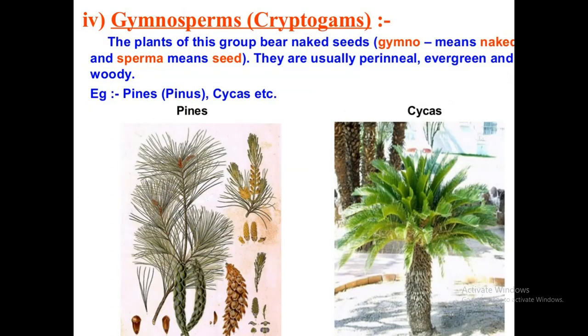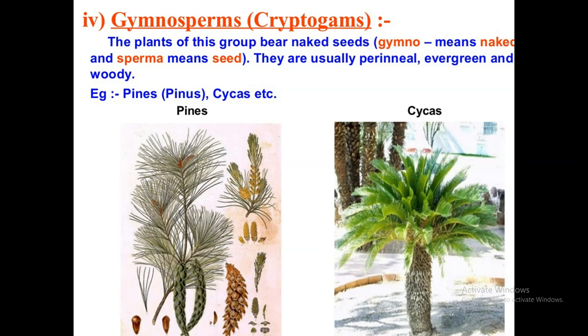Then comes the gymnosperms. Now these are also called as cryptogams. So the plants of this group, they bear seeds. As I told you, sperma word that is come from the word seeds. That's why the gymnosperm are the first plants जहाँ पे seed appeared हुई, but these are naked seeds because the word gymno comes from naked. तो यहाँ पे कोई seed coat present नहीं है. That's why these are called as naked seed plants.